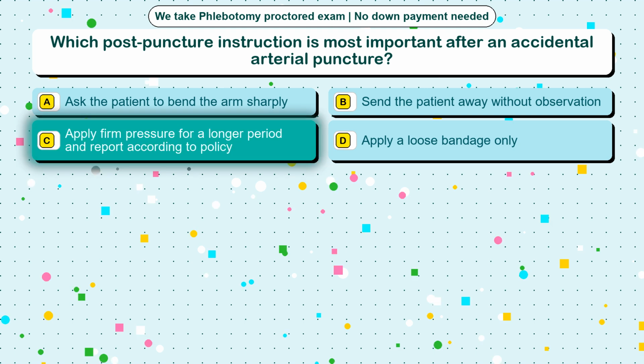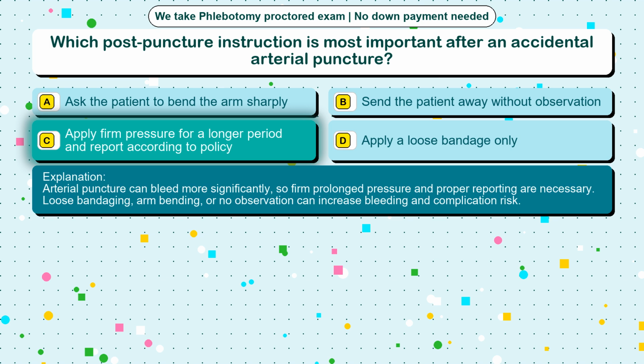The correct answer is option C. Apply firm pressure for a longer period and report according to policy. Arterial puncture can bleed more significantly, so firm prolonged pressure and proper reporting are necessary. Loose bandaging, arm bending, or no observation can increase bleeding and complication risk.